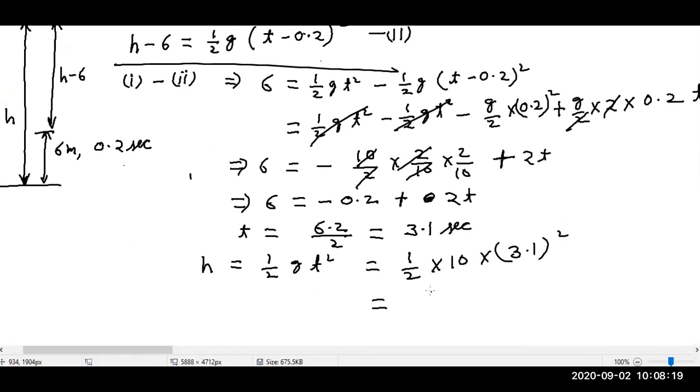So that will be how much? 3.1 square is 9.61. So 96.1 by 2, approximately 48 meter, or 48.05, you can say 48 meter height. So this was the total height, 48 meter.